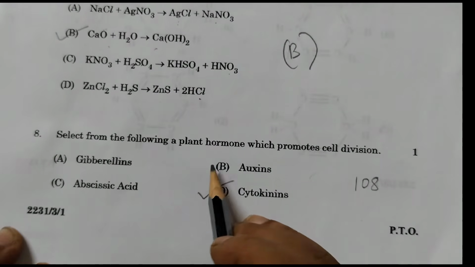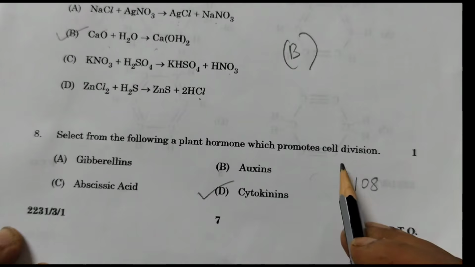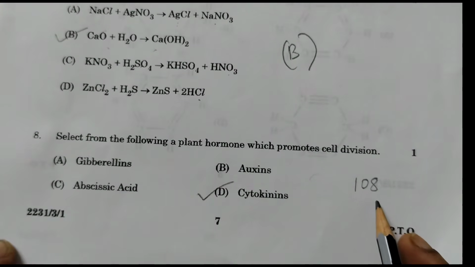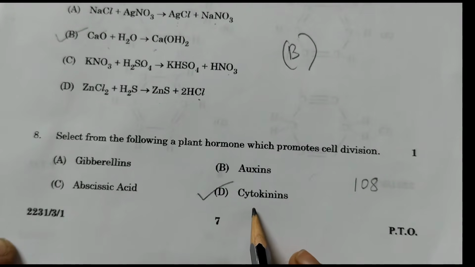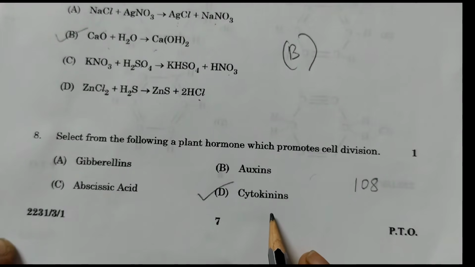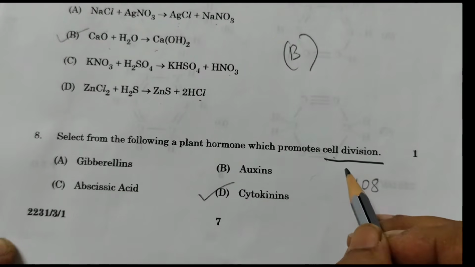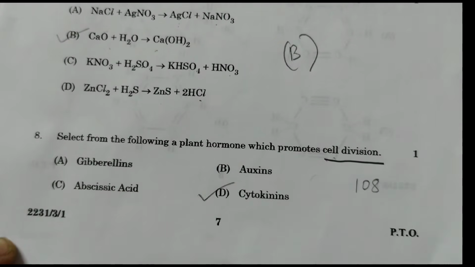Select from the following a plant hormone which promotes cell division. This you can read on page number 108 of the NCERT textbook, and the correct answer is cytokinins. Cytokinins help in cell division.